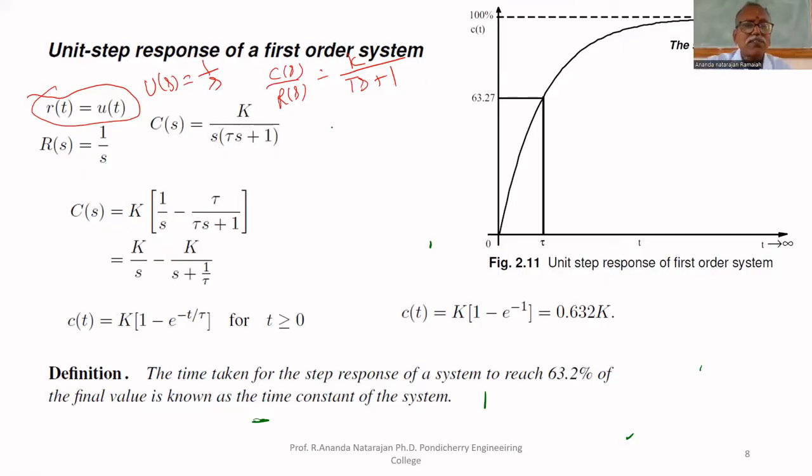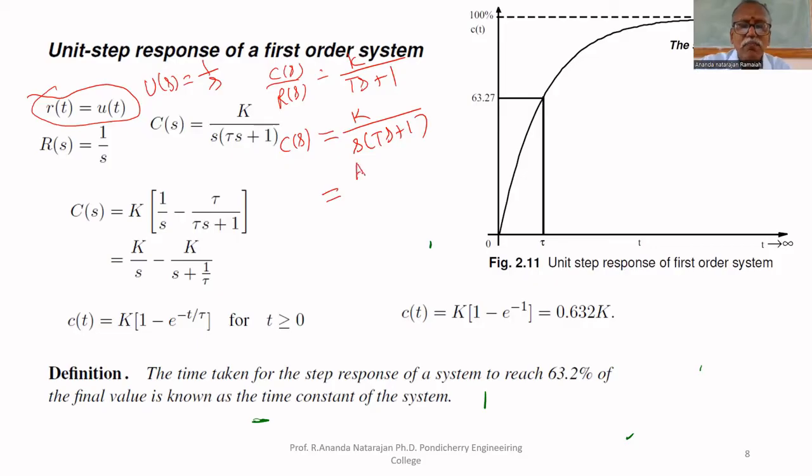If you substitute R of s equal to 1 by s, what you will get? C of s equal to 1 upon s multiplied by K upon tau s plus 1, that is K upon s multiplied by tau s plus 1. Now we have to find the Laplace inverse, which we do not know directly. So we have to factorize this. We know the Laplace inverse for each factor. That's why let us factorize.